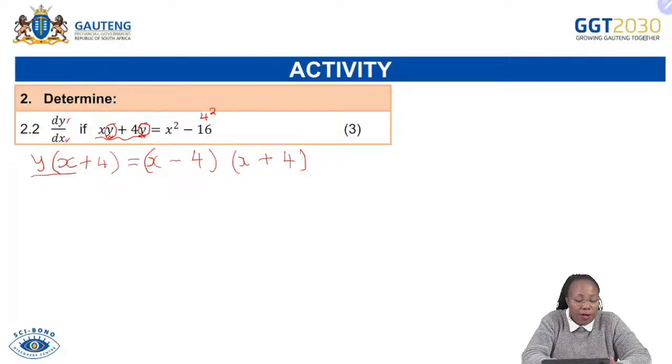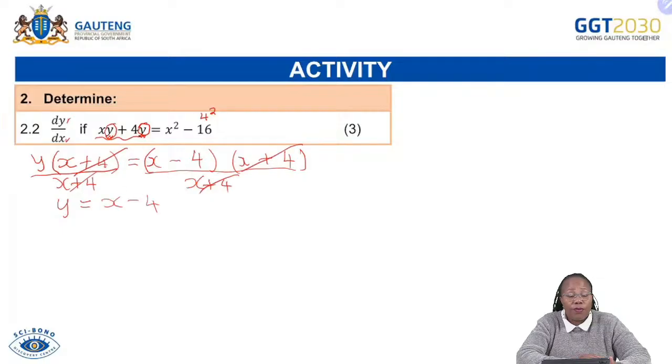And then now we divide both sides by x plus 4 because we want y being the subject of the formula. And then x plus 4 will cancel x plus 4, you are left with y equal to x minus 4 because the x plus 4 will also cancel x plus 4, that's it.